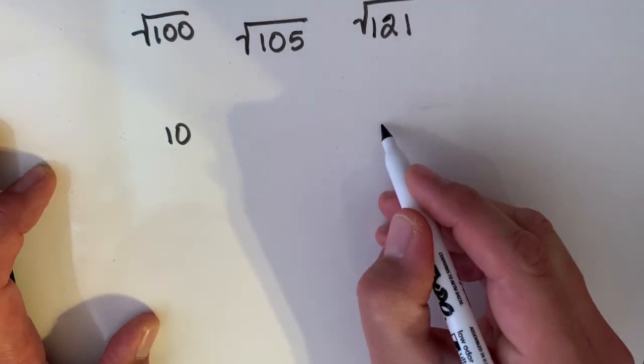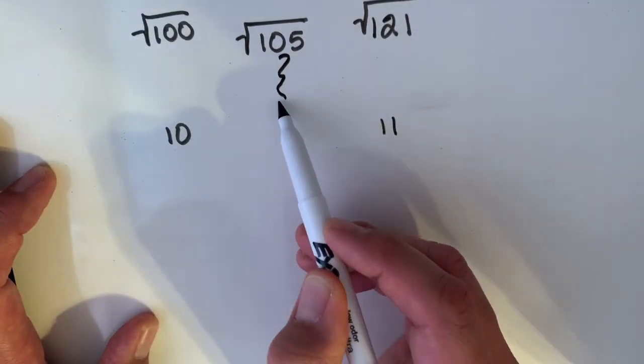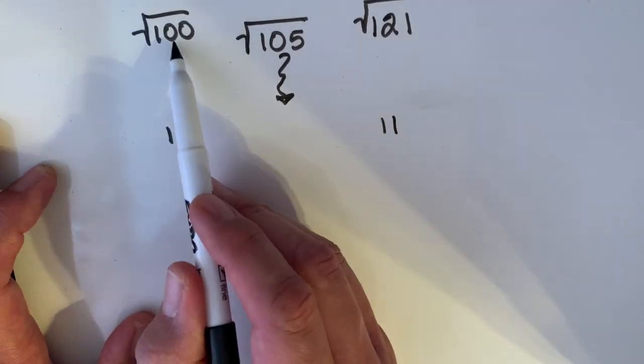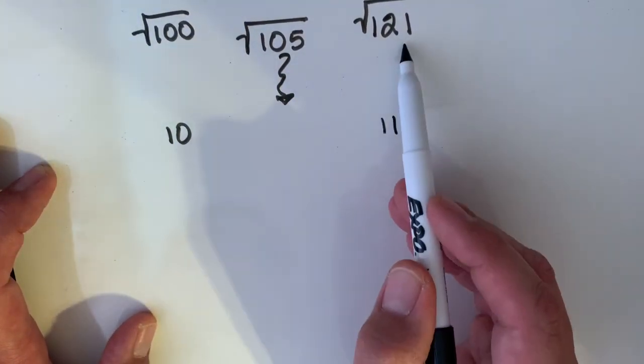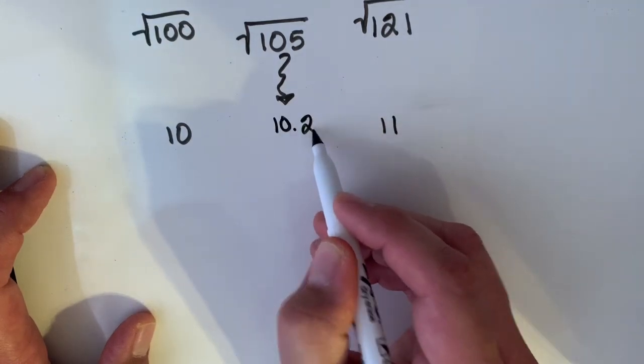Let me put this a little lower. So now I know that the square root of 105 is somewhere between 10 and 11. But 105 is closer to 100 than it is to 121. So I'm going to go with a safe bet of around 10.2.